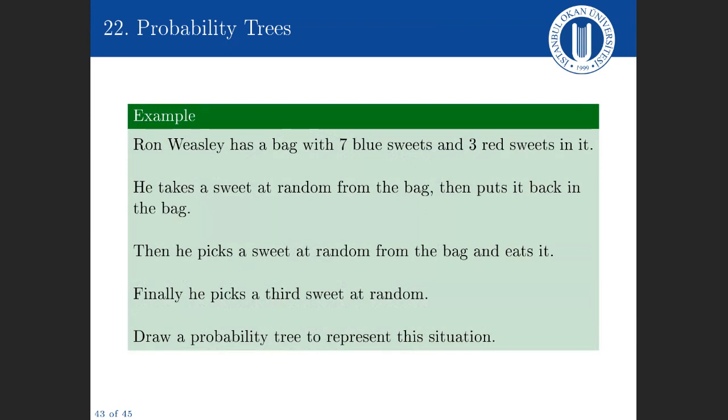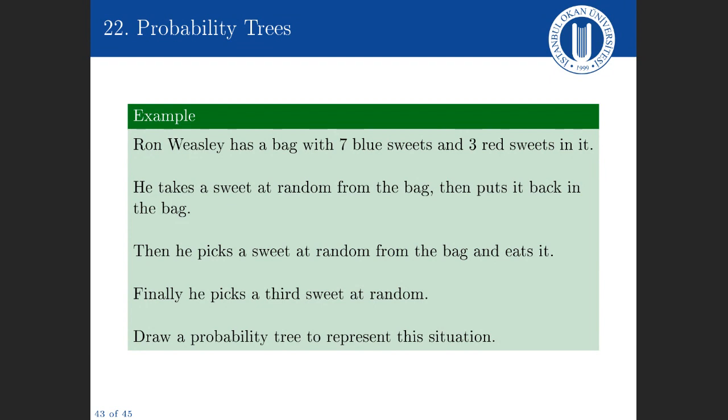And then the final example for today's class. Let's suppose that Ron Weasley has a bag with 7 blue sweets and 3 blue sweets in it. He takes a sweet at random from the bag, and then he puts it back in the bag. Next, he picks a sweet at random from the bag, and then he eats it. He doesn't put it back in the bag, because he's eaten it. And then finally, he picks a third sweet at random.